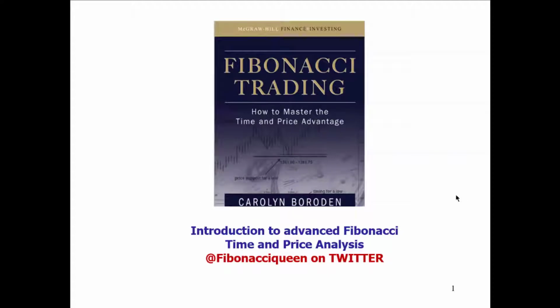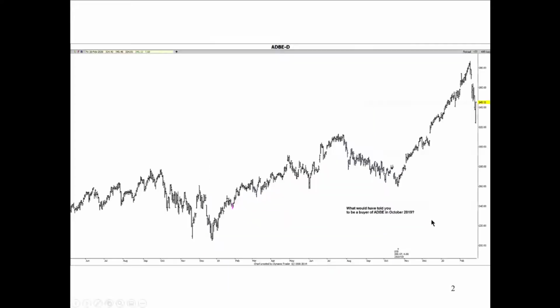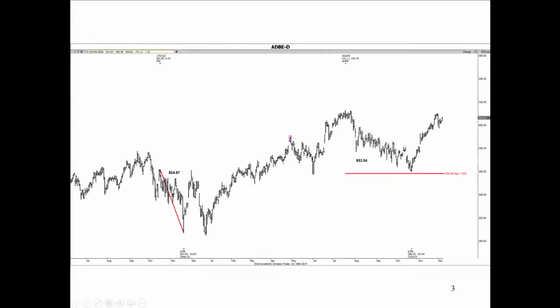All right. So this is actually going to be an introduction to advanced Fibonacci time and price analysis. And what I want to start with is just a blank chart, and ask you the question: where would you have been a buyer of Adobe in October 2019? Or why would you have been? It's a trick question. I don't expect anybody to answer that question. Maybe if I had some indicators on it, they might try it, but no, this is how we do it.